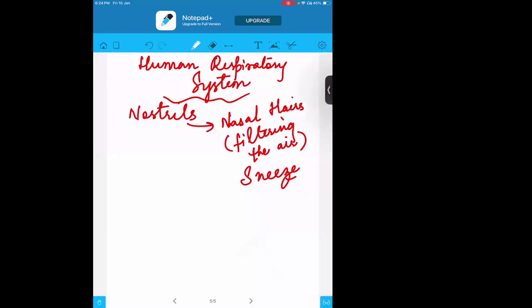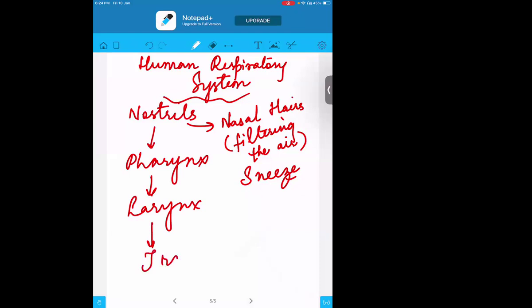Once this is done in the nostril, it will go to the next part, which is called the pharynx. And after the pharynx, it goes to the next structure called the larynx, then to the trachea. So this pharynx, larynx, and trachea are actually tube-like structures which will be helping the wind to pass through. So the wind passage will be there through this.